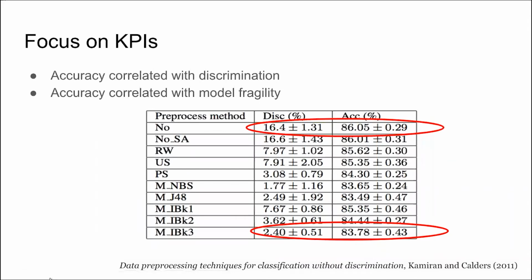Another problem, we have this focus on KPIs, right? We tend to be obsessed with accuracy and think that we can't sacrifice accuracy for anything. Here's some good news, though. One of the reasons you should be open to fairness interventions is that you can often reduce measures of unfairness without sacrificing much accuracy.